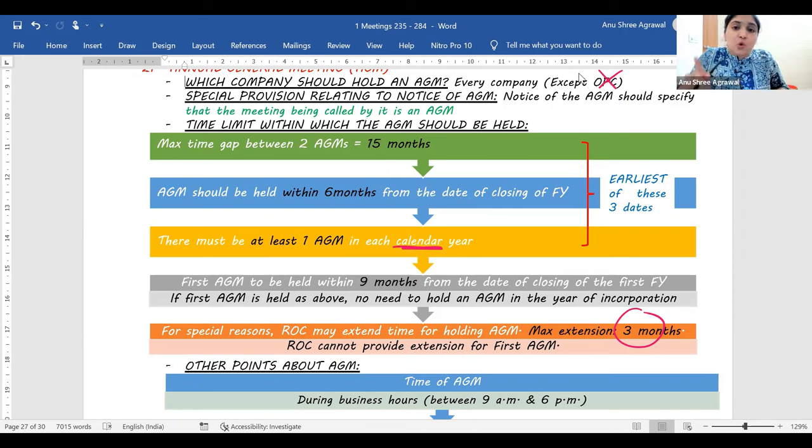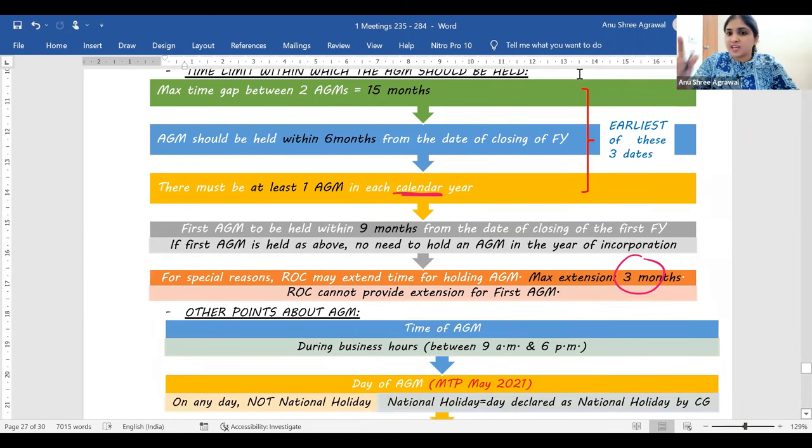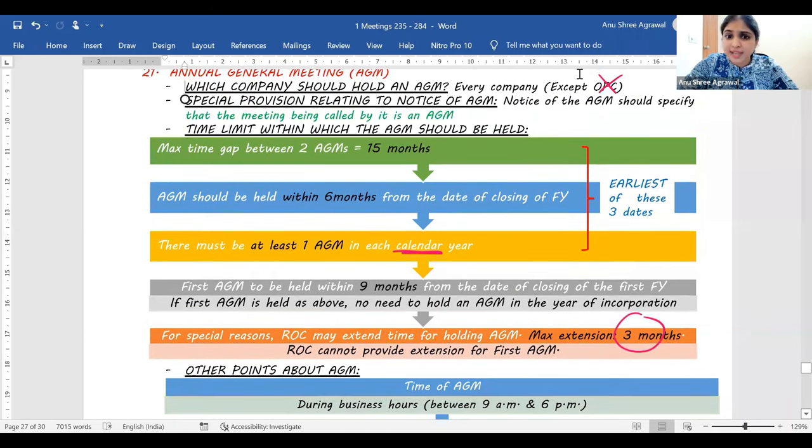If I'm not able to hold the AGM within this much time, I can go to the ROC, ask for extra time, maximum 3 months. But in case it is first AGM, only one time limit, within 9 months from the end of the year. First AGM, no concept of extension.